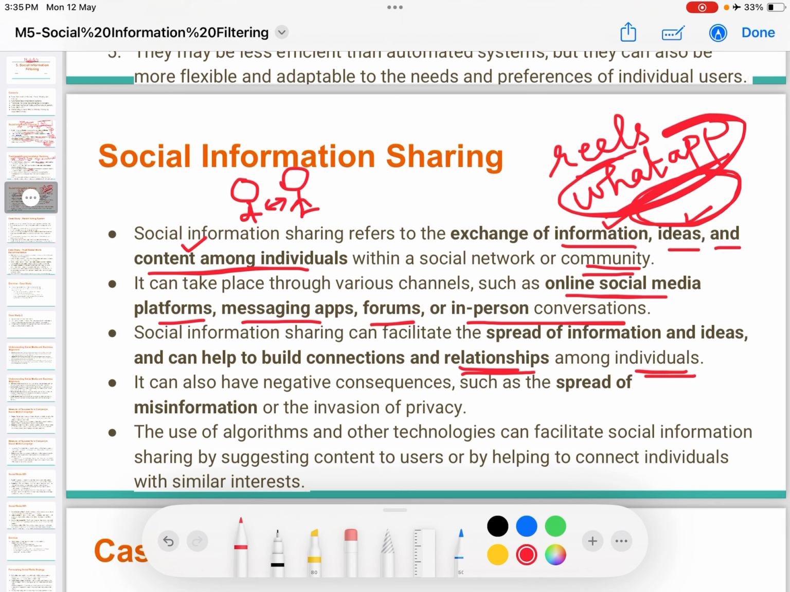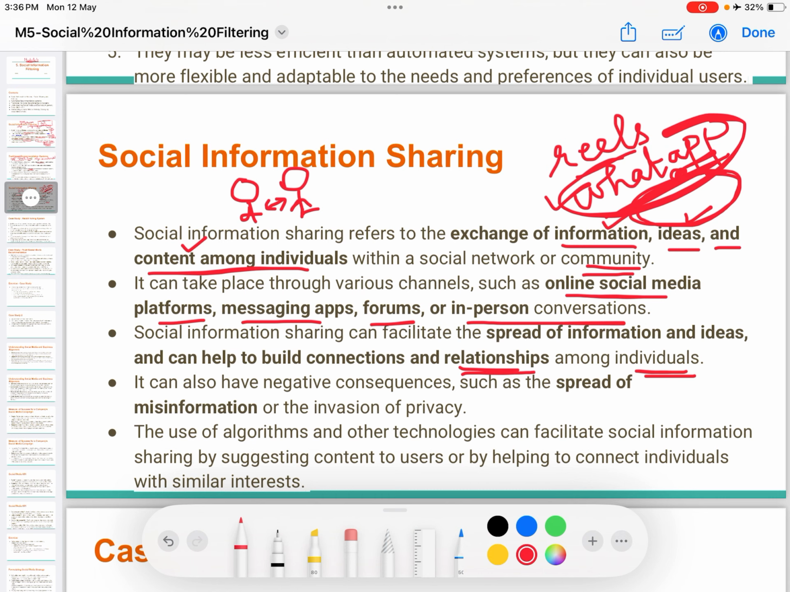It can also have negative consequences such as spread of misinformation or invasion of privacy. So many times on WhatsApp you get false messages, false rumors, something which has not actually occurred. So there are also false things which will spread because of the community exchanging information. One community will exchange, then someone from this community will go and spread it in some other community in which he is also there. Likewise, this misinformation will go on spreading.